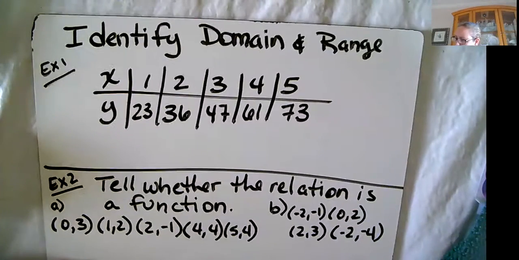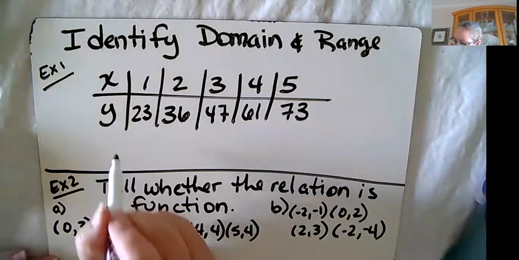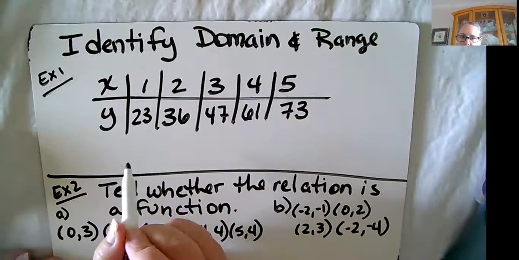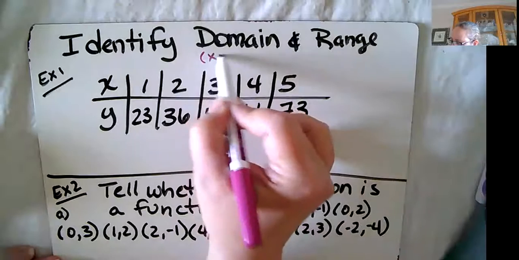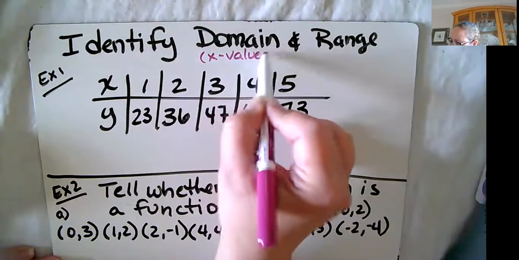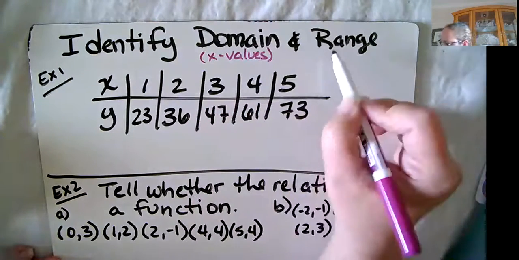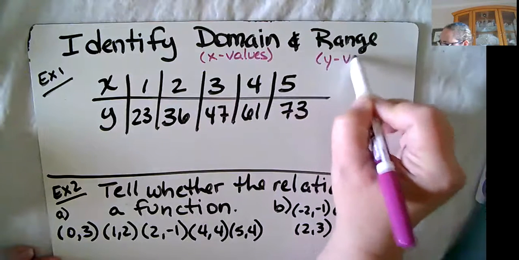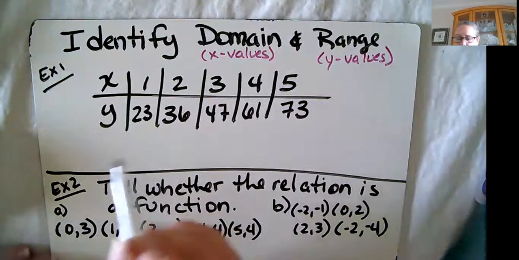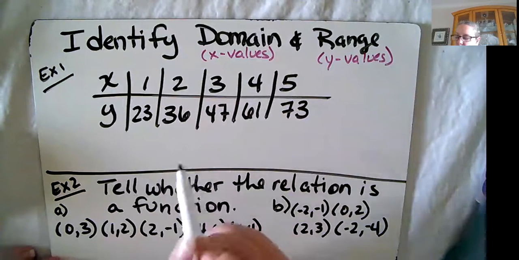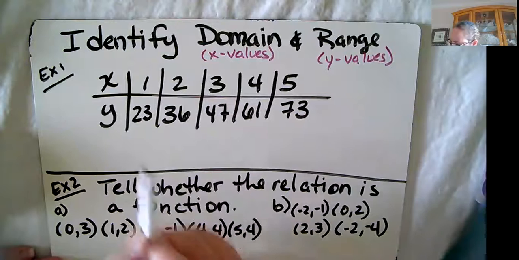So for the first example, we need to identify the domain and range. When they ask you to identify the domain and range, you have to realize that the domain represents all of your x values, and the range represents all of your y values. So all you do is list them out from least to greatest. If a number repeats, you only do it once.